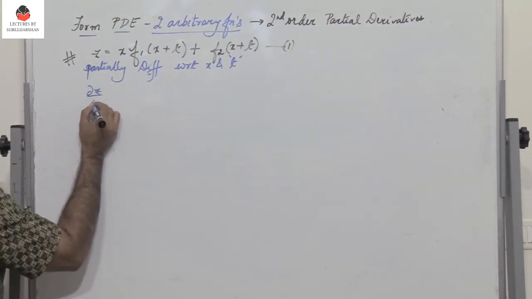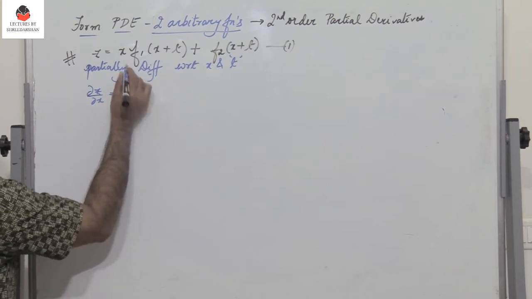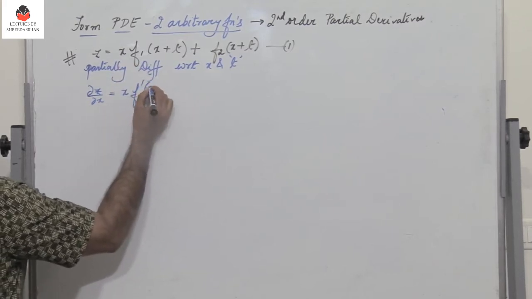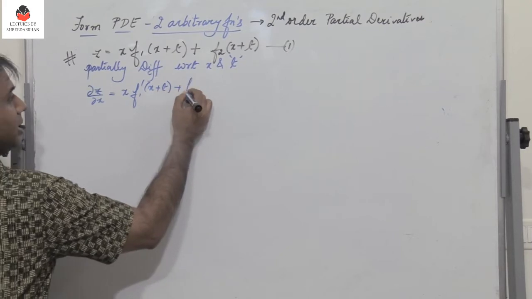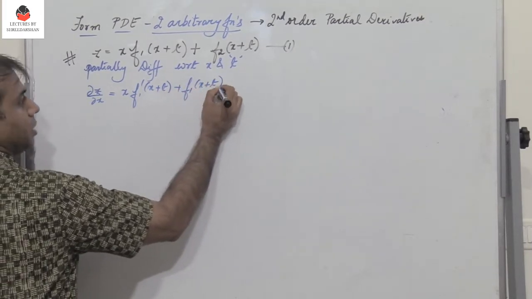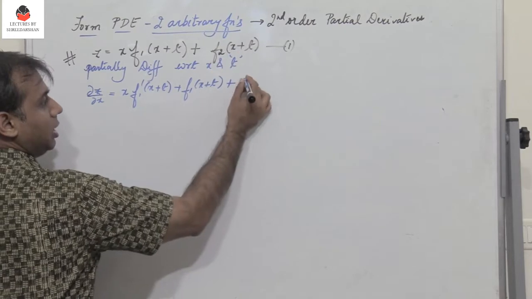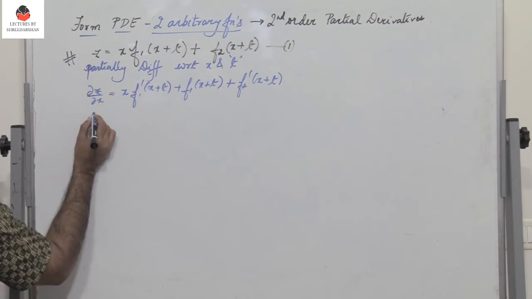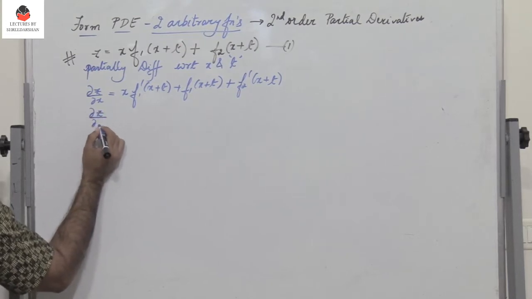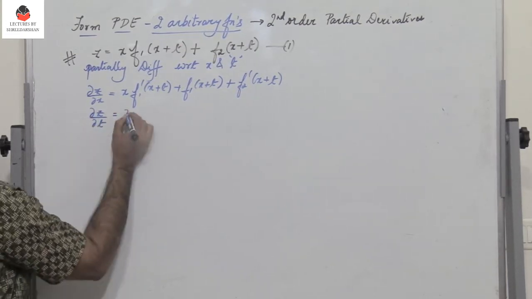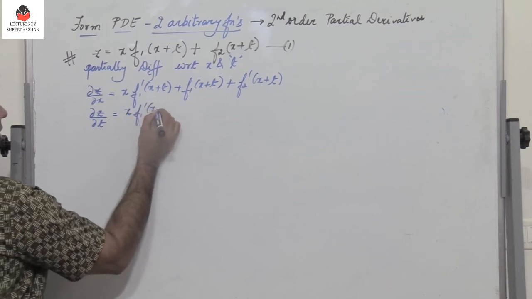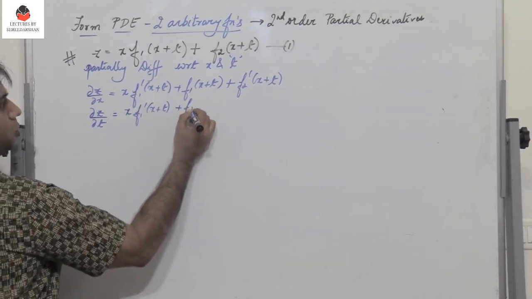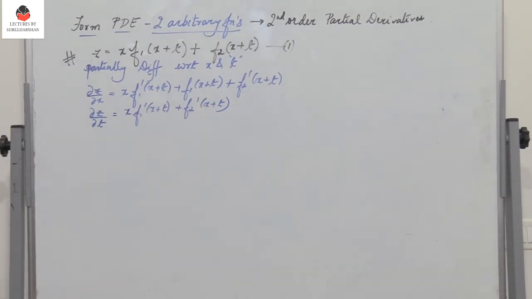So del z by del x equals x into f1 dash (x plus t) plus f1 of (x plus t) plus f2 dash (x plus t). Now partially differentiate z with respect to t. So del z by del t equals x into f1 dash (x plus t) plus f2 dash (x plus t). Now we have to differentiate both of them again with respect to x and t.